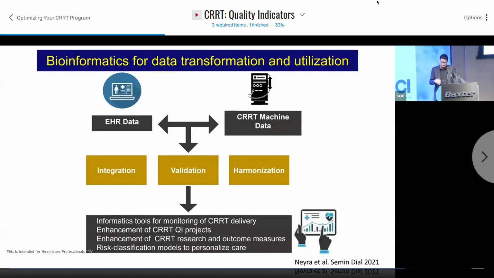monitoring CRRT delivery. So in the future, just imagine that practices will be able to have some type of support from other centers, or more like 24/7 support, to be able to help you on your day-to-day bedside operations, especially for nurses. We can have enhancements of CRRT QI projects. We can have enhancements of CRRT research and outcome measures. And certainly we can create risk classification tools that can personalize care a little bit better.